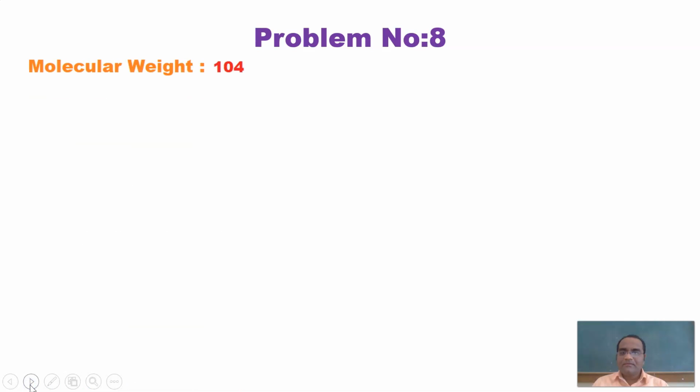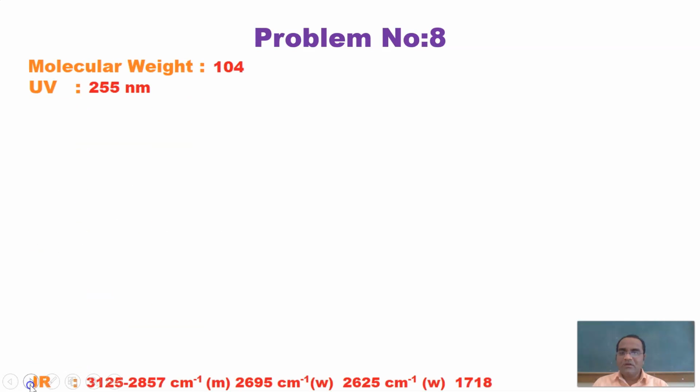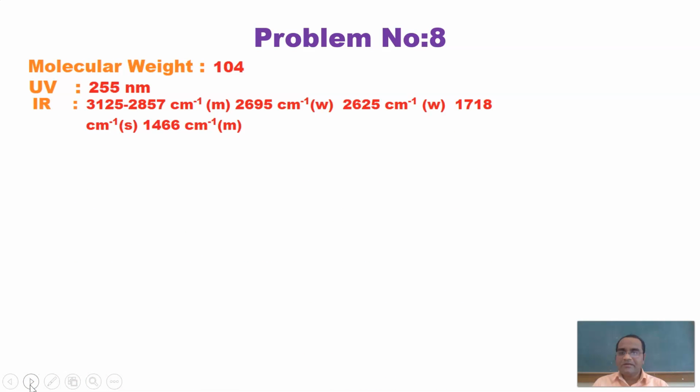After that, problem number 8: molecular weight is 104, UV is 255 nanometers, IR 3125 to 2857 centimeter inverse, 2695 and 2625. So these are the 2 weak signals, and 1718 centimeter inverse is strong. After that 1466 centimeter inverse is medium. So from this it has been understood that 1718 means the signal is for a carbonyl, and what kind of carbonyl.